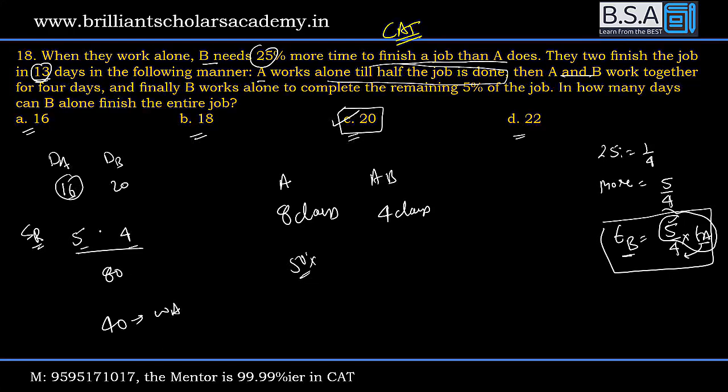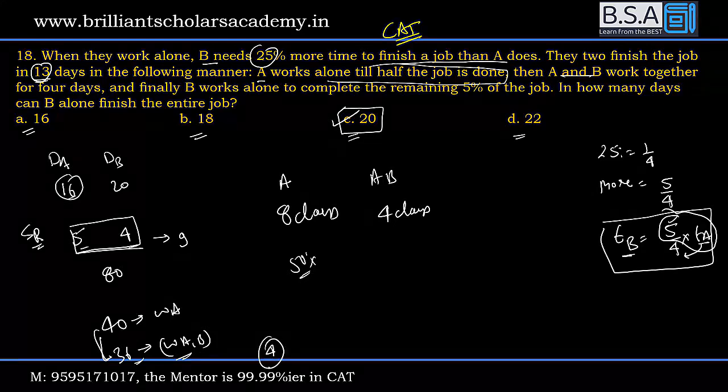When A and B join, look at this number: 5 and 4, 9. When A and B join hands, they can complete 9 units of work every day. So what is 9 into 4? 36 units of work is done by A and B in 4 days. How much work remains? Total work is 80. 40 is done, 36 is done. 4 units remain.